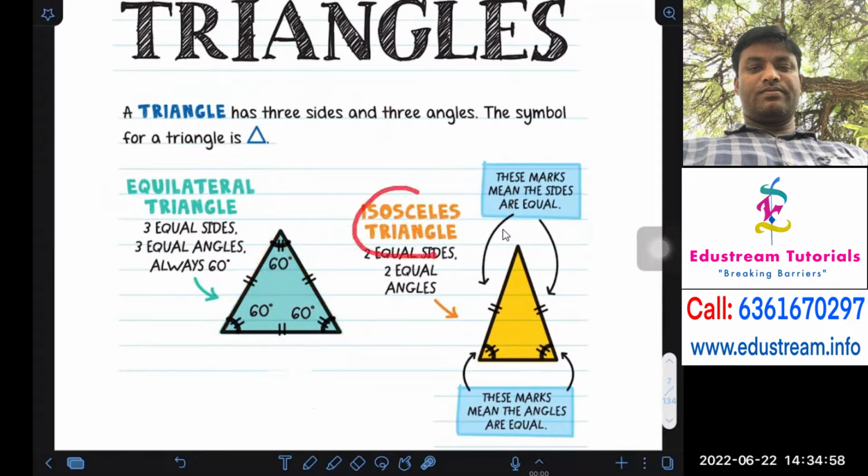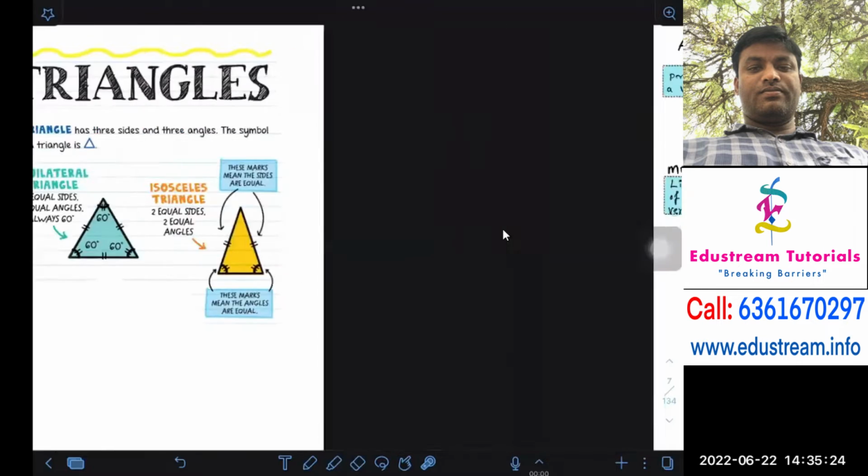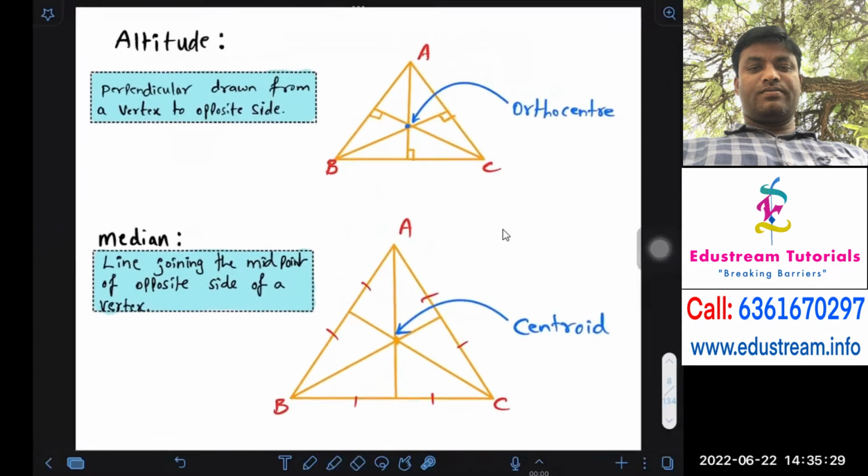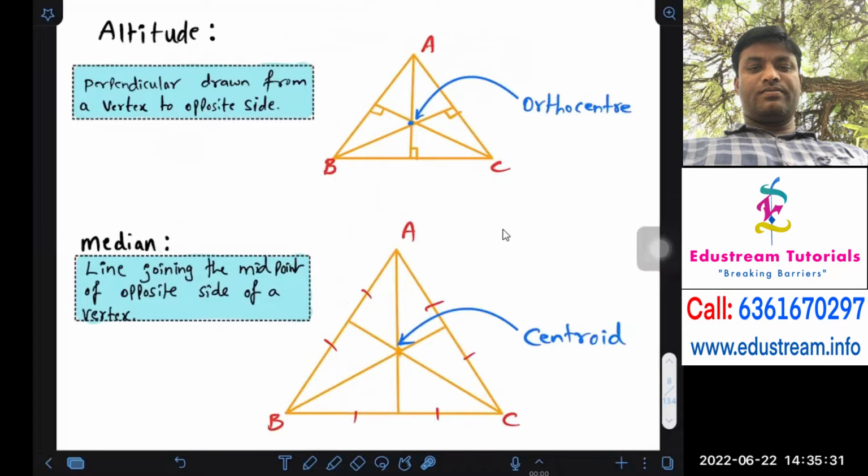And then isosceles triangle. Isosceles means two legs. As two legs are equal, so two sides will be equal, and also these two angles will be equal. This is called an isosceles triangle. Understood? Okay. Next, let's learn something a little bit more about triangles here, because this is a triangles chapter.